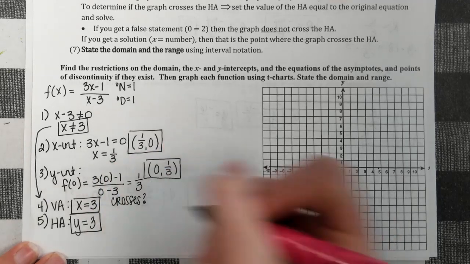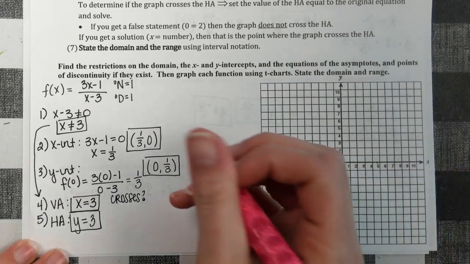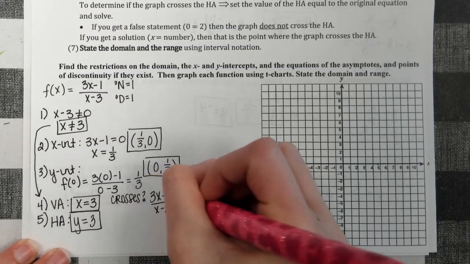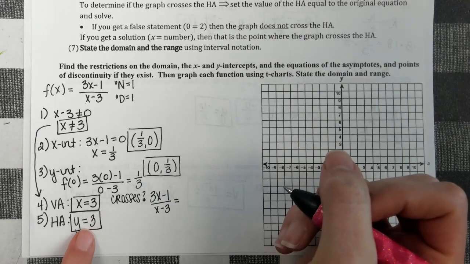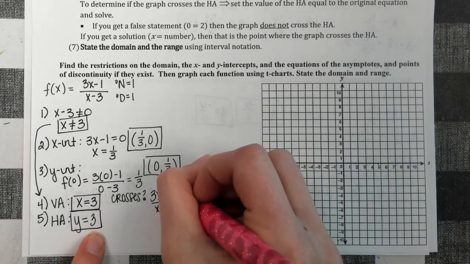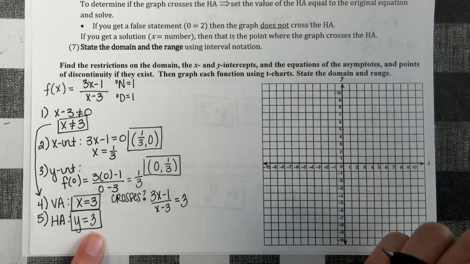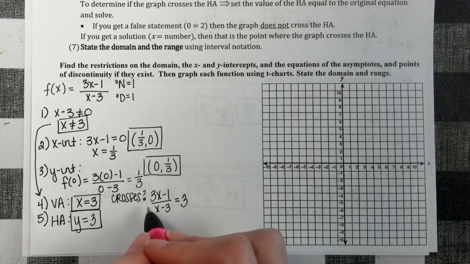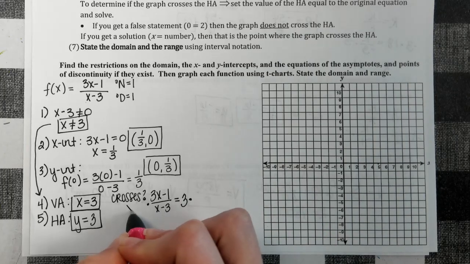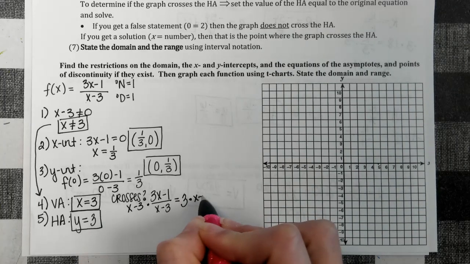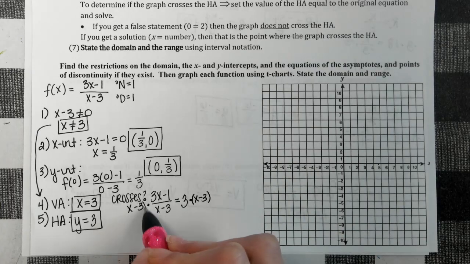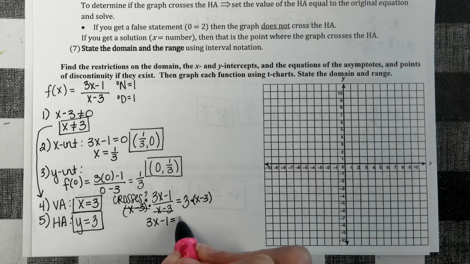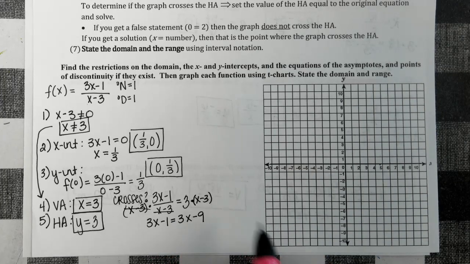So what I'm going to do is set my original 3x minus 1 over x minus 3 equal to that value I just got for the horizontal asymptote. So I'm going to set it equal to 3, and I want to solve. To solve this, I need to multiply both sides by that denominator to get rid of that fraction. That will cancel the denominator, leaving me with 3x minus 1 equals 3x minus 9.